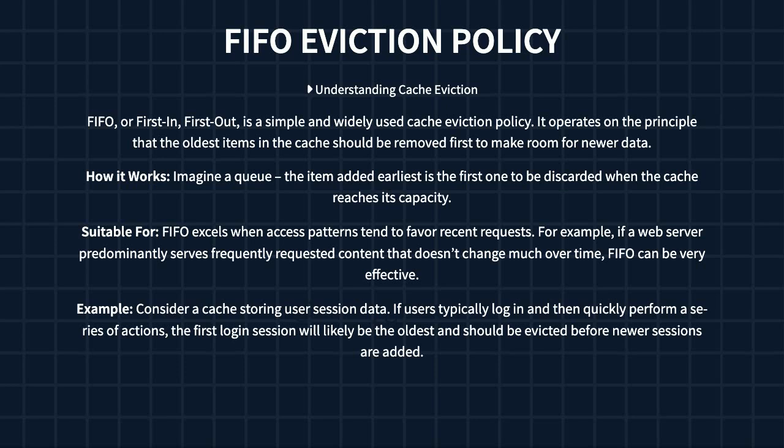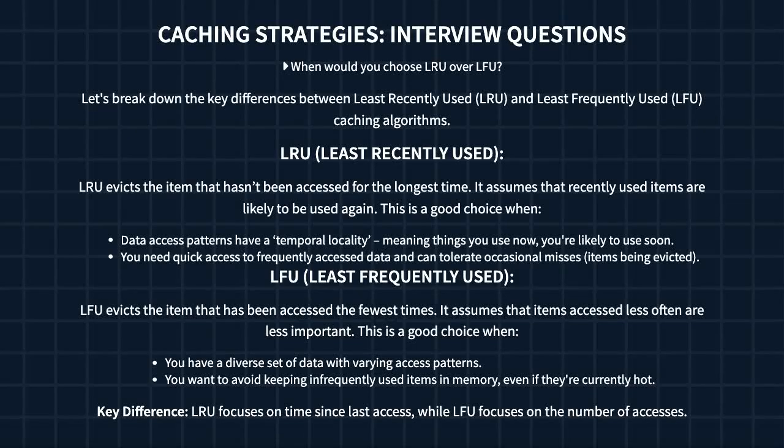When our cache reaches its limit, the oldest items are removed automatically. It's great for situations where recent requests are more important than older ones, like serving frequently accessed content that doesn't change much. Okay, let's talk about when you'd prefer LRU versus LFU caching.